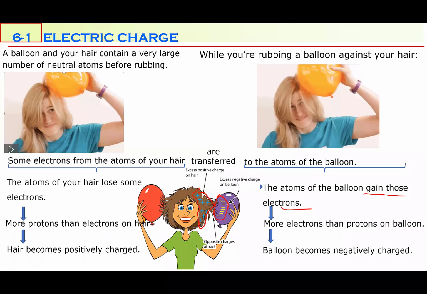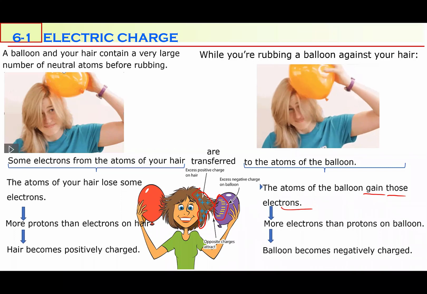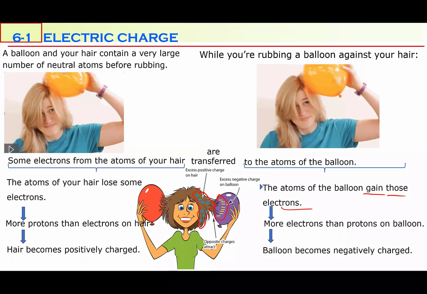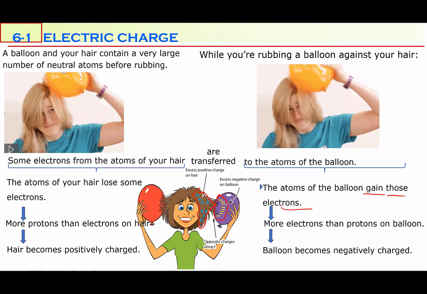Teacher, is it like the electrons are always transferred from our hair to the balloon? Exactly. When you rub, not only a balloon, if you rub your hair with your comb, you are going to observe the same effect. Electrons will be transferred from your hair to the comb. The comb will be negatively charged. Your hair will be positively charged. Yes, you are going to be positive if you rub something with your hair.